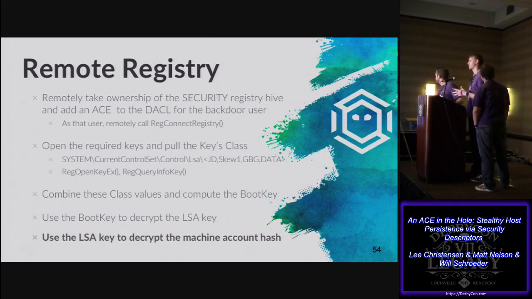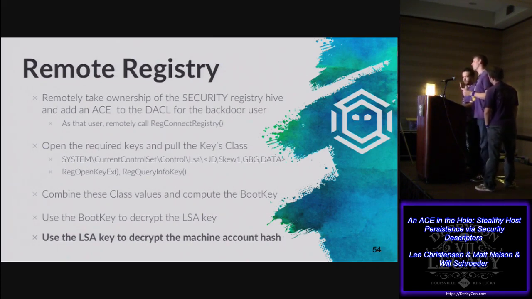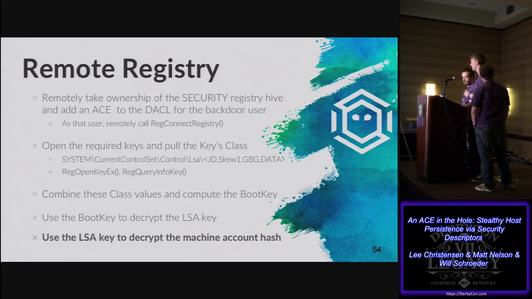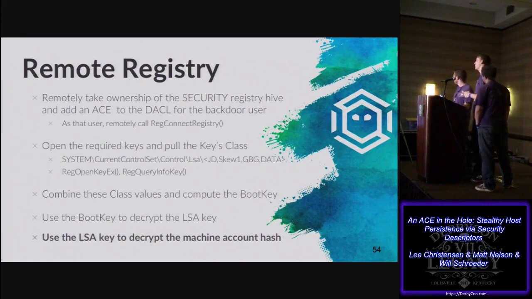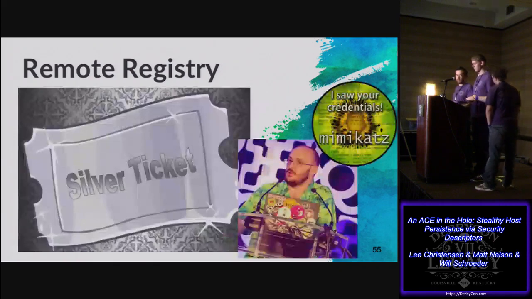Once you do that, you have to actually take ownership so that you can apply the ACE to the DACL on the SECURITY hive. This is where the machine account hash actually lives. So we're adding a malicious ACE to the DACL on the SECURITY hive for our backdooring user, lab Jason, the same user we've been using before. Once you do that, you've got to remotely pull the key classes. The issue with this is that you can only retrieve this information via RegQueryInfoKey via the Windows API, so you can't do it via WMI. You have to use remote reg.